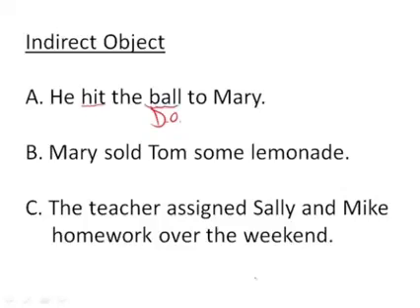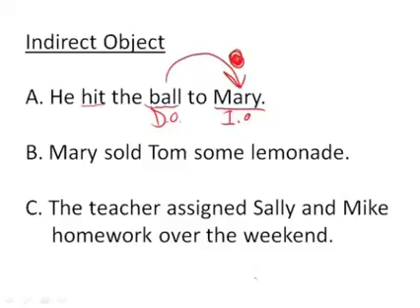So remember that word recipient. Who is receiving the direct object? Here it is. There's the ball. Draw a little ball in the air. Mary. Mary is the indirect object because she is receiving the direct object, which in this case is the ball.